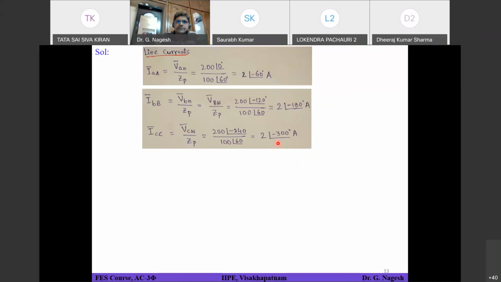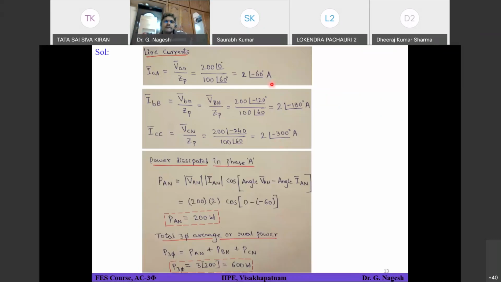So you have to do 200. So 200 per phase, and into 3, if you do, you will get 600. Right. So the basic formula for per phase power is this one. PAN, that means the average power of phase A to neutral, is VAN into IAN into cos of angle of VAN minus angle of IAN. We already know this formula.